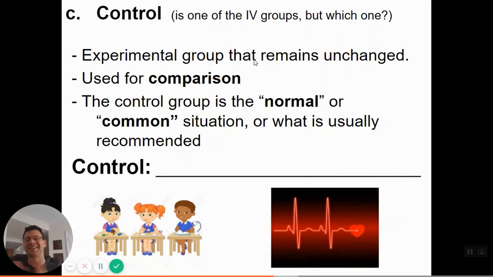Sitting, right? Sitting is the normal condition, or kind of standing or not moving. Usually you're not exercising as the default. And you don't always have to have a control, by the way. Not all experiments have a control. Just be aware of it. But oftentimes you will. The control is the normal group, whatever's the normal situation, and it's the comparison group.